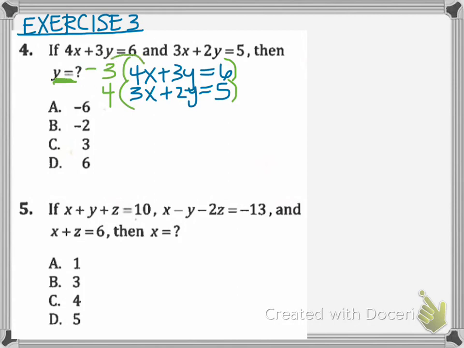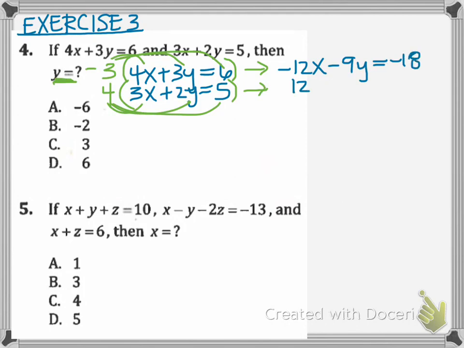Now what we're going to do is distribute that number to every term in the equations. Okay, so we're going to get some new looking equations. The first one: negative 3 times 4x is negative 12x. Negative 3 times 3y is negative 9y, equals negative 3 times 6, which is negative 18. Then for my bottom one, 4 times 3x is 12x. 4 times 2y is 8y, equals 4 times 5, which is 20.